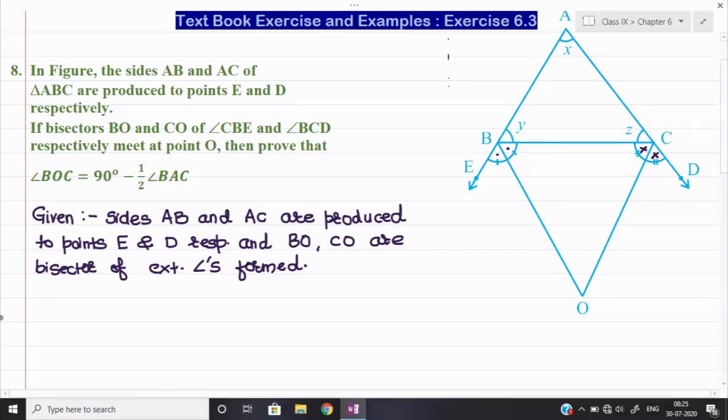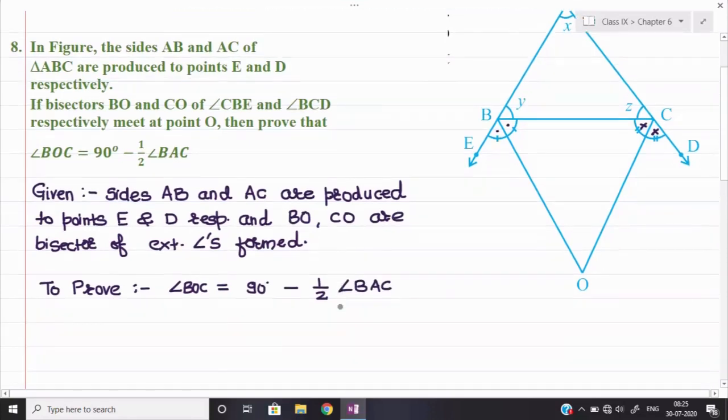Now, what we have to prove in the question. See, we have to prove that angle BOC is equal to 90 degrees minus half of angle BAC. That we have to prove. Okay, let us now start the proof.